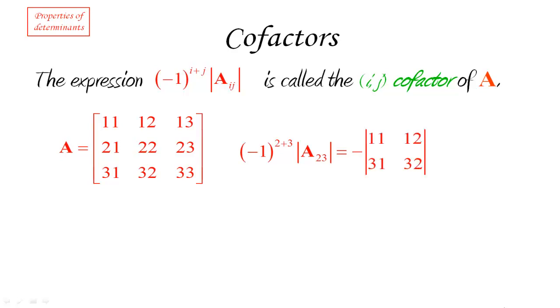And then it's times the determinant of the minor A2,3. So remember, that's the minor that we obtained by deleting the second row and the third column.